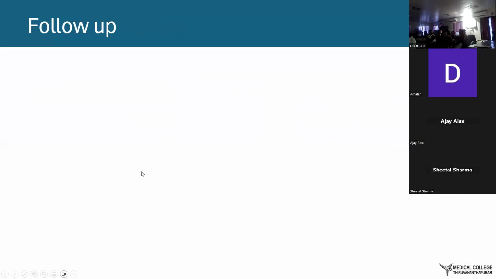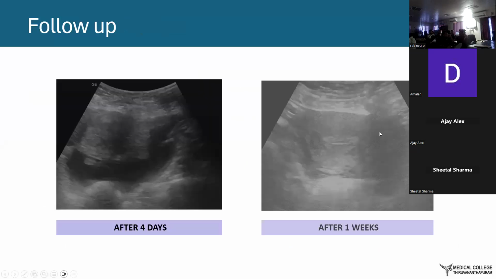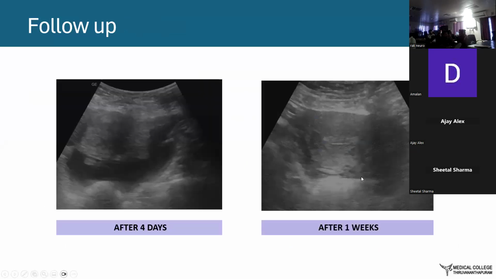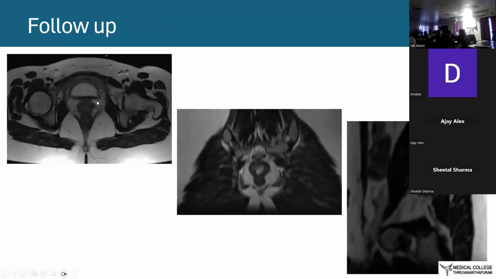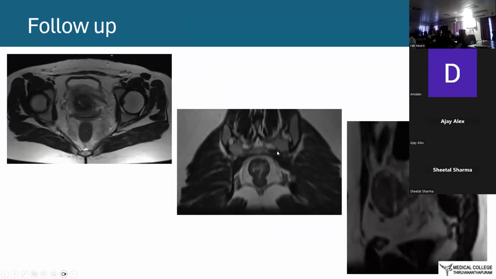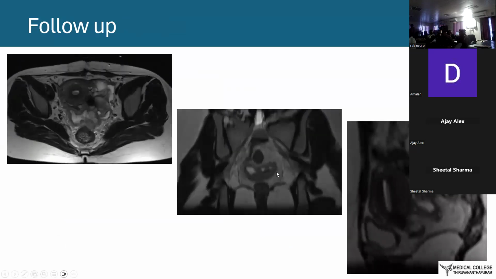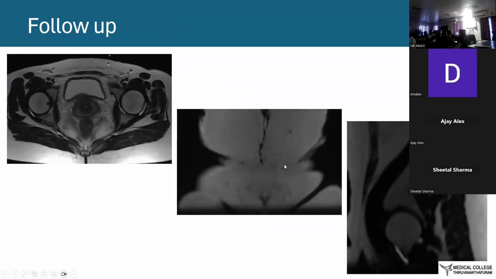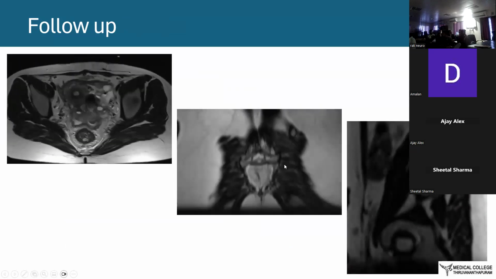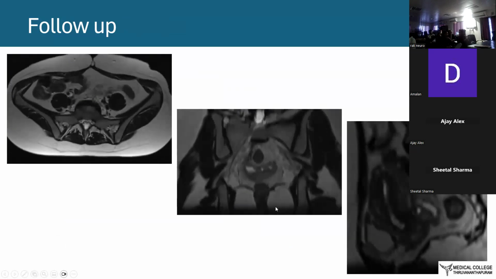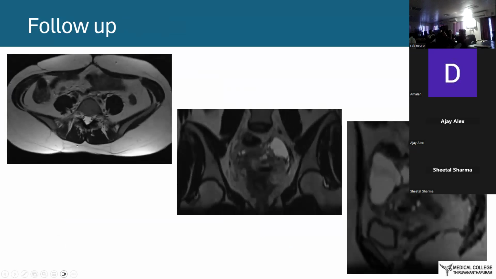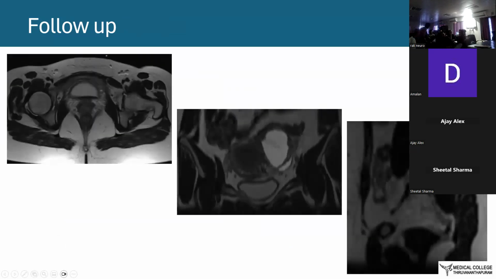After 4 days, this was the status, and after about 1 week, the membranes and the fluid were completely drained. Before the patient left, at 1 month, we took an MR. A few small loculi were remaining, but the larger loculi were not present in the follow-up till about 8 or 9 months. She has come back on follow-up and has had no issues.